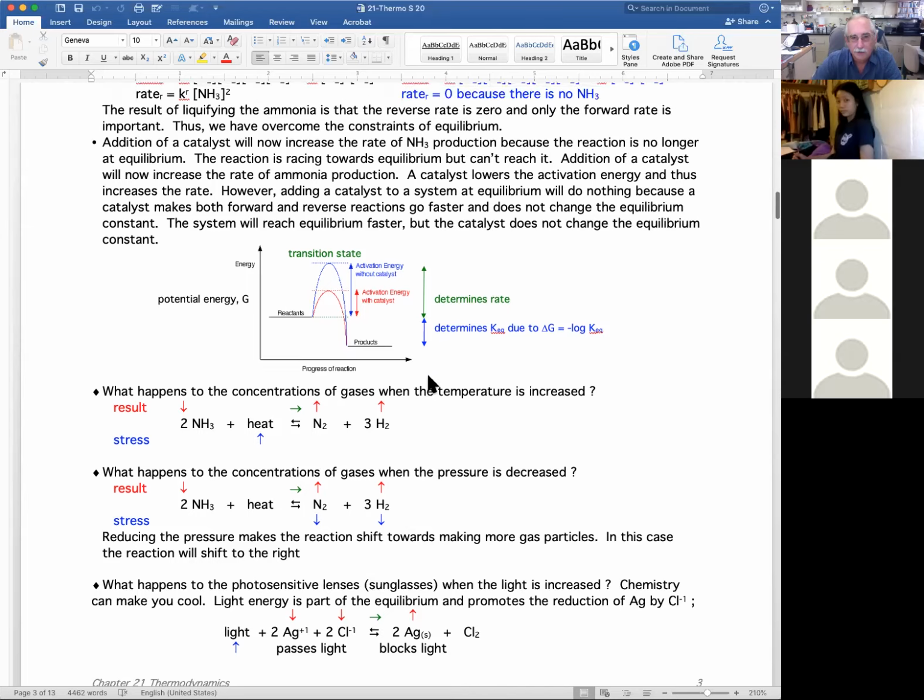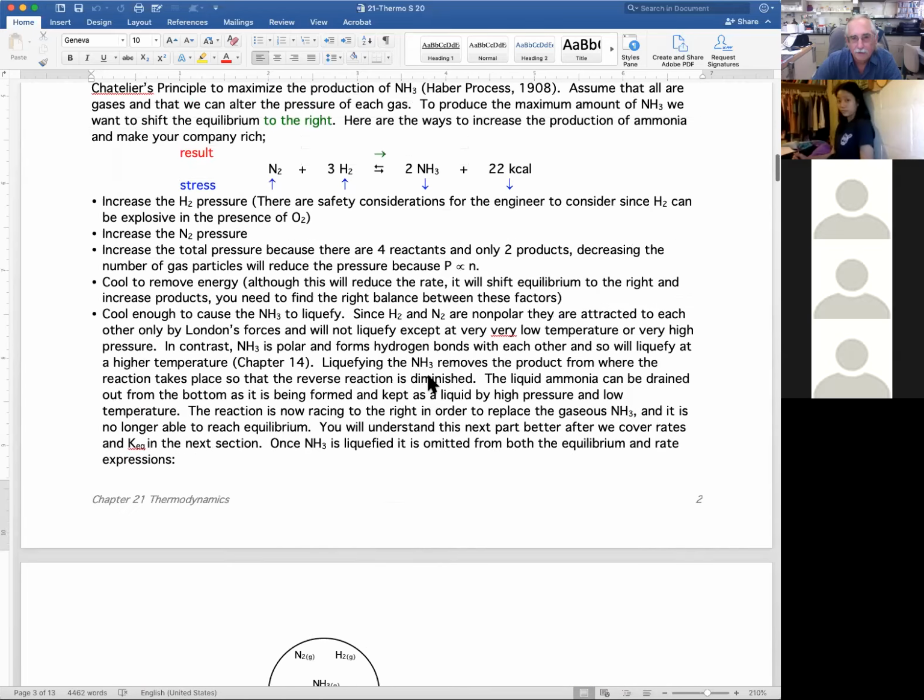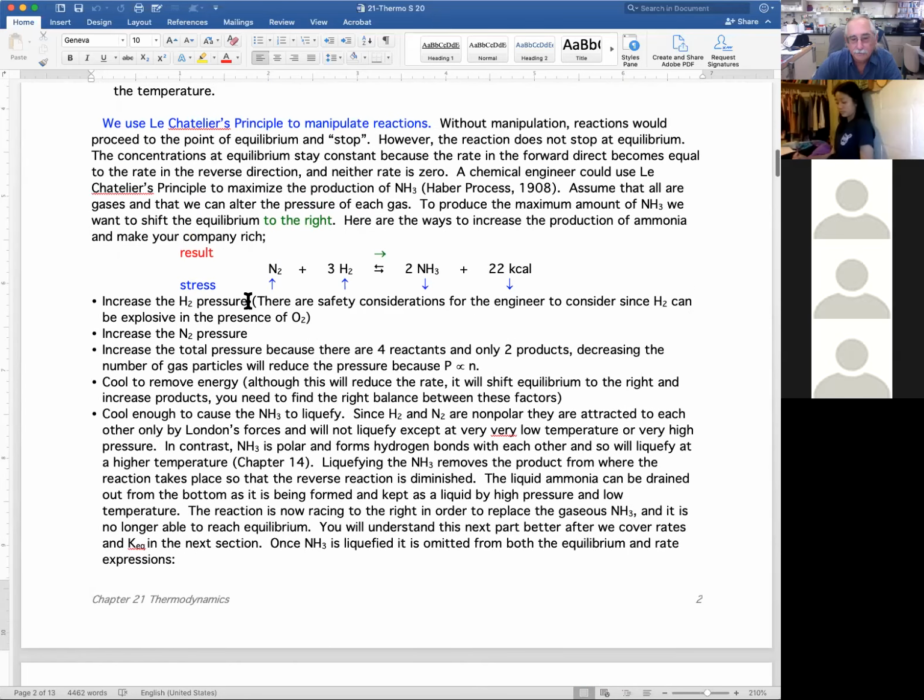So here's a concept. Looking at this original reaction, I put a catalyst in there. What does the catalyst do? It makes the reaction go faster to the point of equilibrium, because I make the forward rate go faster and I make the reverse rate go faster.